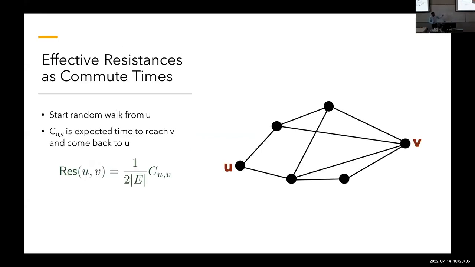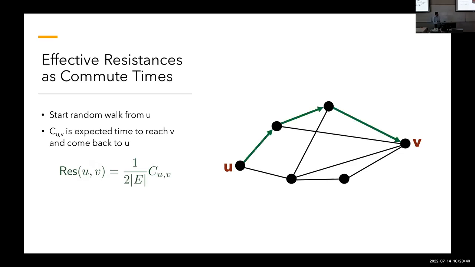Okay, so I described effective resistance in terms of electrical circuits, but there's also a way to look at this in terms of random walks and commute time. So I'm going to briefly describe this interpretation. You start at a point U and do a random walk, and you measure the expected time it takes to get from U to V and back to U. It turns out the effective resistance is more or less proportional to this quantity, up to some constant in terms of the number of edges of the graph.